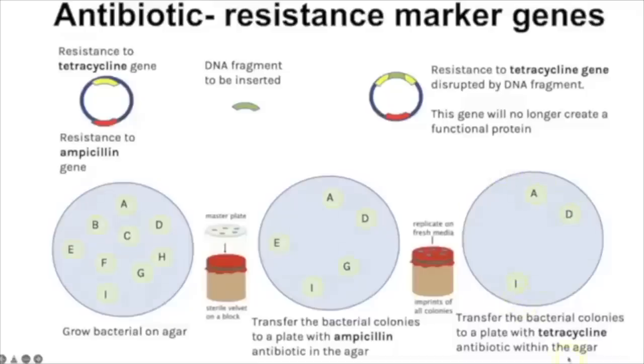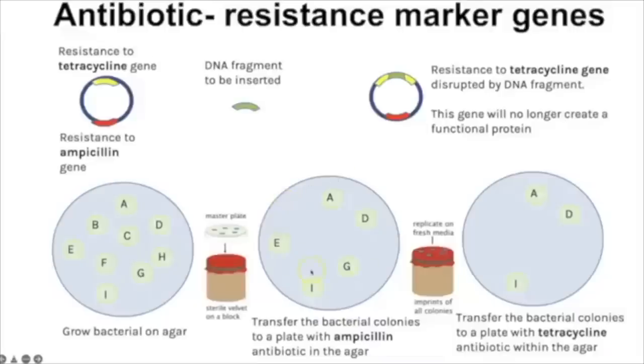So we can analyse these 3 agar plates and the different colonies that are present to work out which of those bacteria didn't take up a plasmid at all, or which took up the plasmid but it didn't have the DNA fragment inserted in it, or which took up the plasmid and it did have the DNA fragment inserted in it, because that is the one that we're interested in, because we want that DNA fragment inserted in.